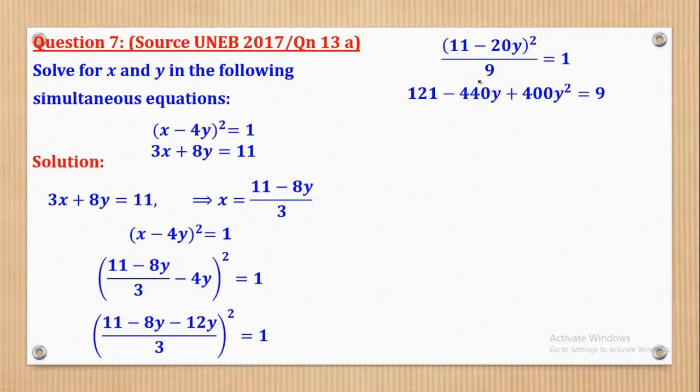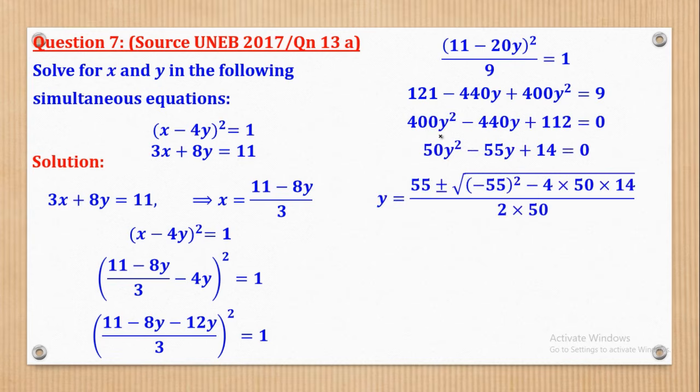Then you open brackets, take this one this side, that is why you will see 9 here. Then open brackets for this gives you this. I think you remember that expansion. So rearrange to get a quadratic in terms of y, simplify, and then use either factorization method or bulldozer method. In this case we have used bulldozer method, and therefore y will be equal to 7 over 10 or 2 over 5.